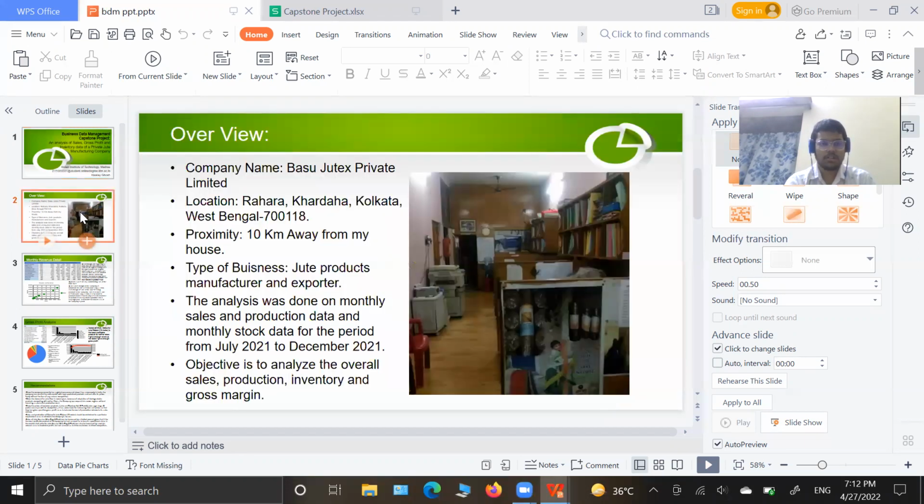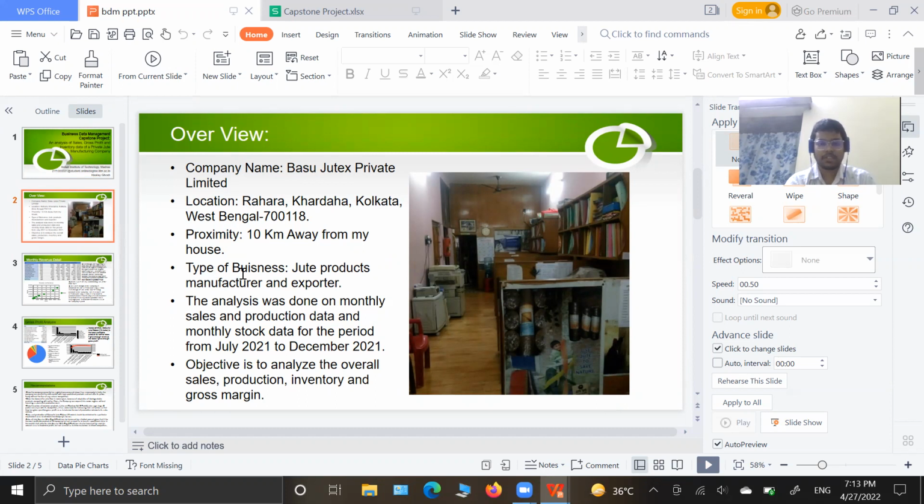In this project, first let me specify the place where I collected this data from. I collected this data from a company roughly 10 kilometers away from my house, located in Rahora, Khordha in Kolkata. The name of the company is Basu Jutex Private Limited.